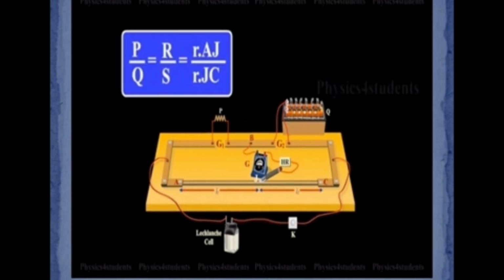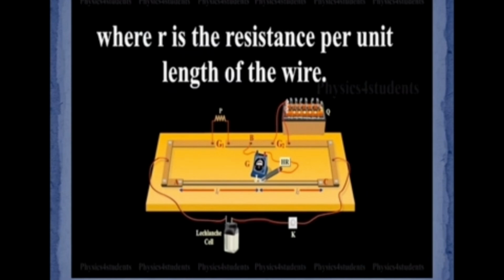So P by Q equal to R by S. That is the Wheatstone bridge law. So that is equal to R into AJ, R into JC. So V equal to IRL, you know that value, where R is the resistance per unit length of the wire.